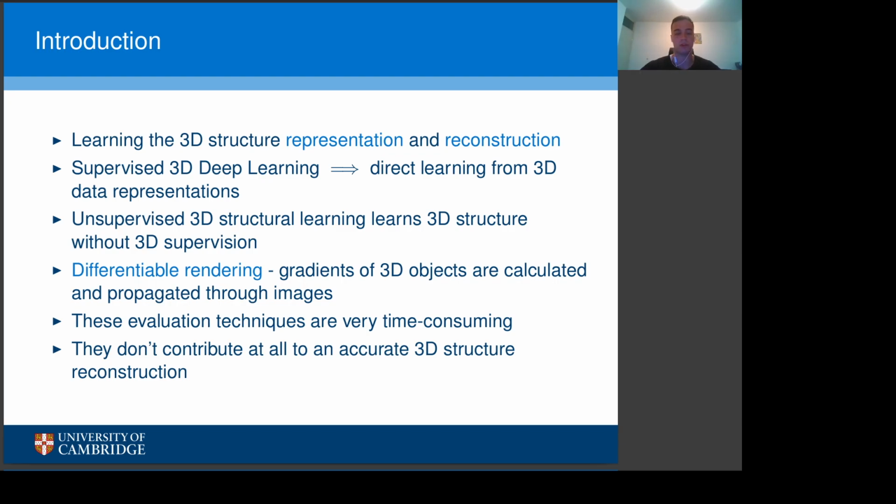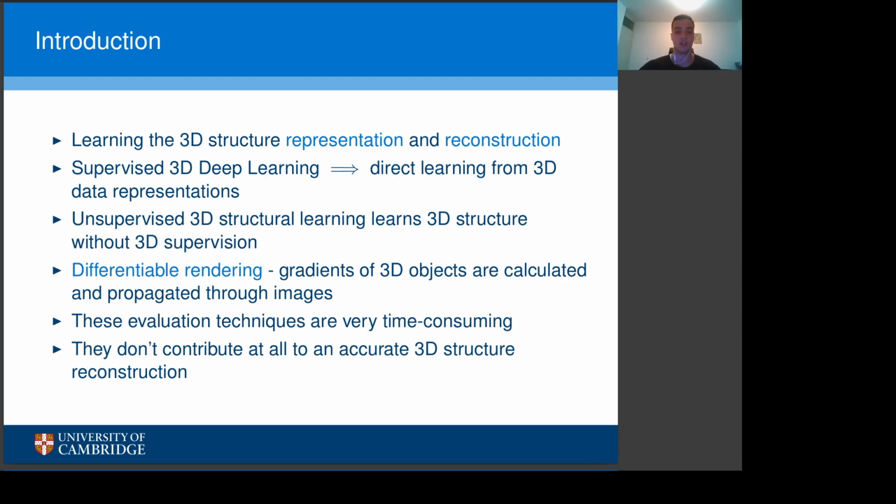In supervised deep learning, we have a direct learning from 3D data representations such as meshes, voxels, and point clouds. They require a large amount of 3D data for the training process, and also their representation is sometimes very complex for the task of direct learning. And these factors lead to the abandonment of this approach because of its inefficient performance and time consumption.